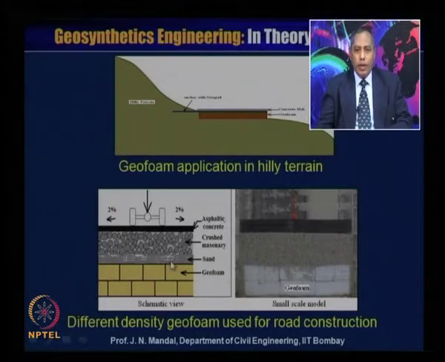Here is a schematic view of different densities of geofoam used for road construction. So here is the geofoam, then the sand, then the crushed stone, and then asphalt concrete, and then you can provide a certain slope of 2%. So you can construct the road. Like you can see on the right hand side, this is a small scale model where the geofoam and the crushed sand and crushed stone have been used at different densities.